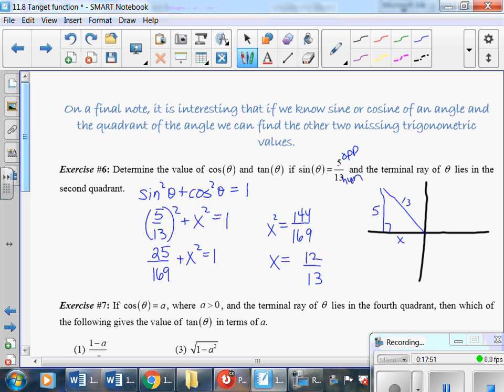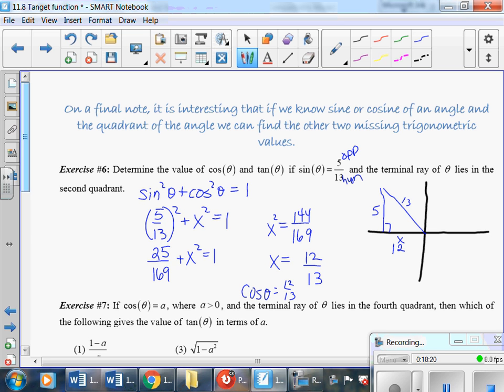So I know this side has to be 12. All right. So it says here x is going to be my cosine. So I know that the cosine of my angle is 12 over 13.